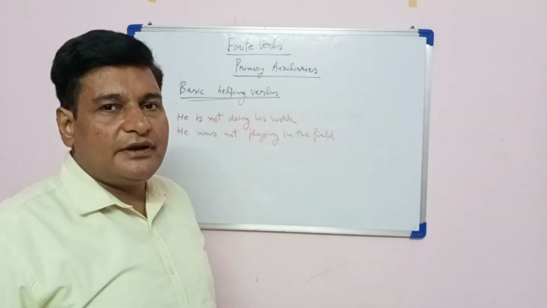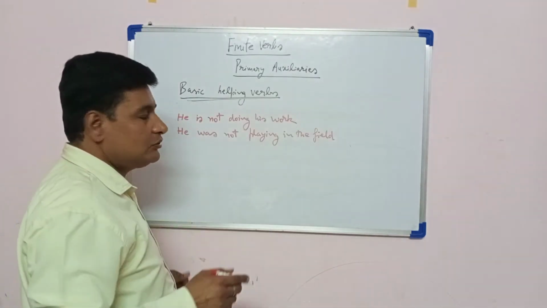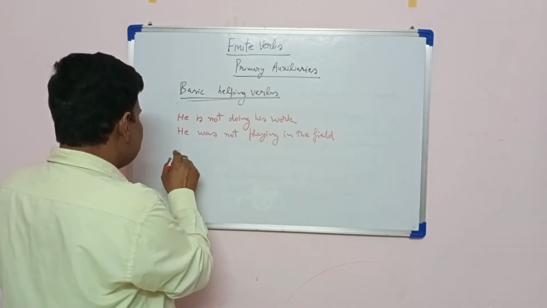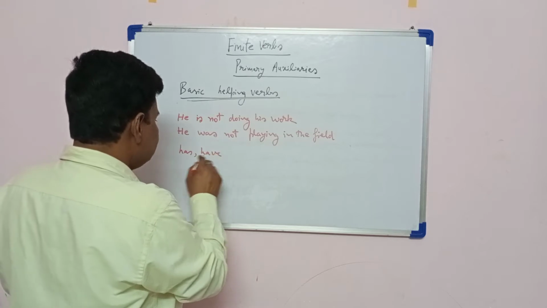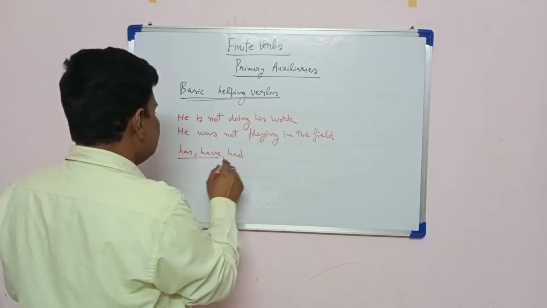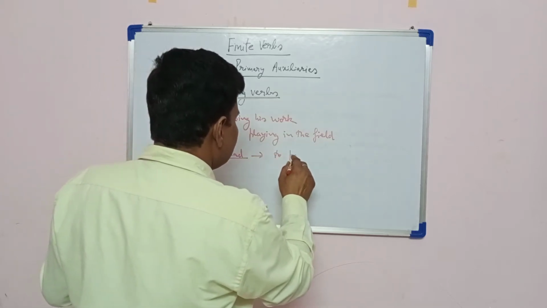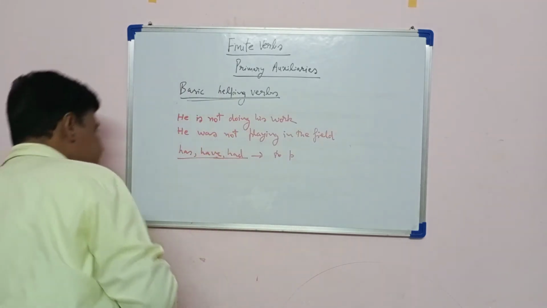The other type of auxiliaries are has, have, and had. These are used in perfect tenses. These are basically used to make perfect tenses.